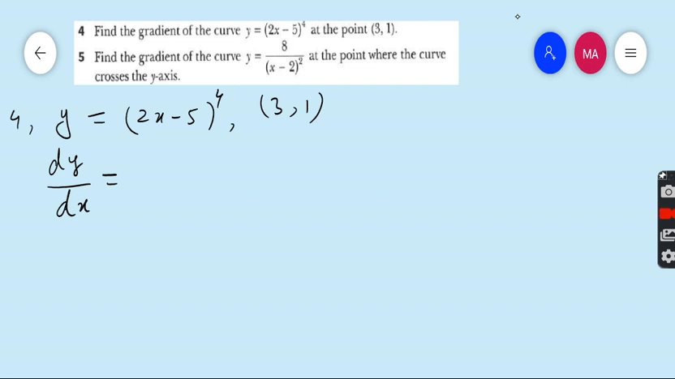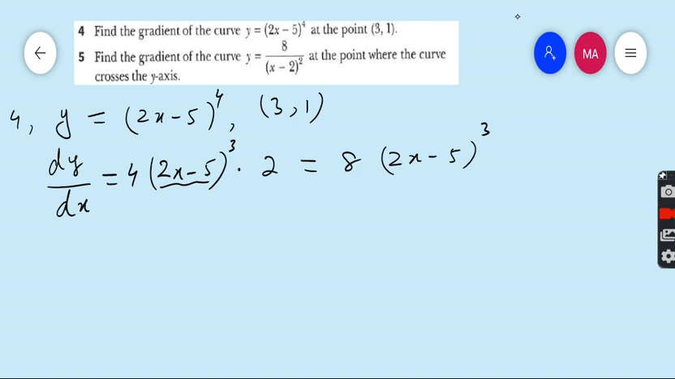What did I tell you about how to find the derivative? First write the power, then subtract 1, always subtract 1 from the power. 4 minus 1 is 3. Multiply by the derivative of the function. What is a function? The function is what is written below the power. The function in this question is 2x minus 5, so its derivative is only 2. So dy by dx is 4 into 2, which is 8, into (2x minus 5) to the power 3.